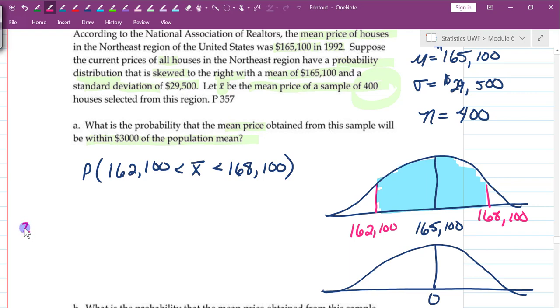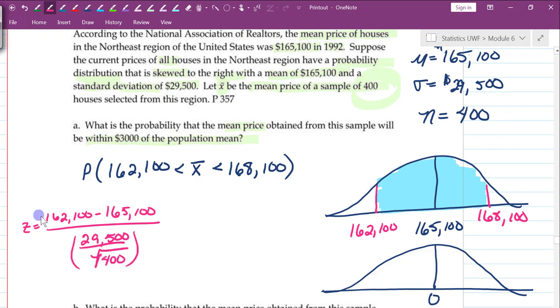And so I'm going to say z is equal to 162,100, subtract off our mean, 165,100, divided by our standard deviation, 29,500, divided by the square root of 400. Remember to use your parentheses when you punch that in your calculator. And so when you put that in your calculator, the first answer that we're going to get is going to be negative 2.03. So right here is negative 2.03.